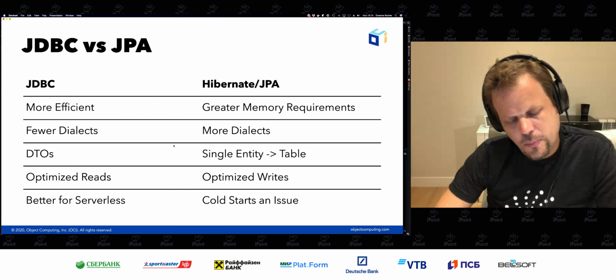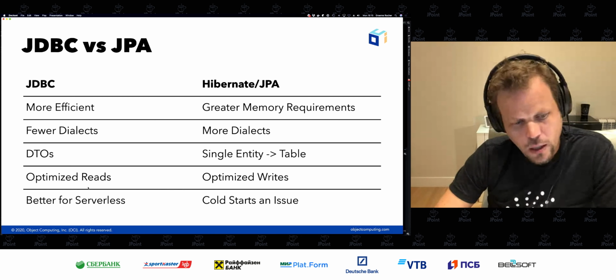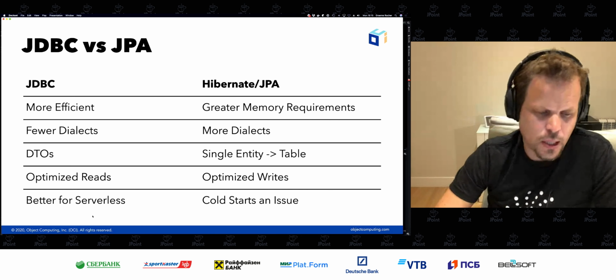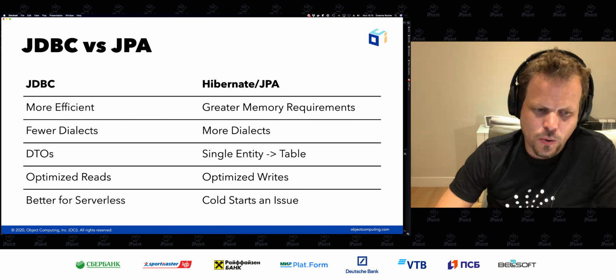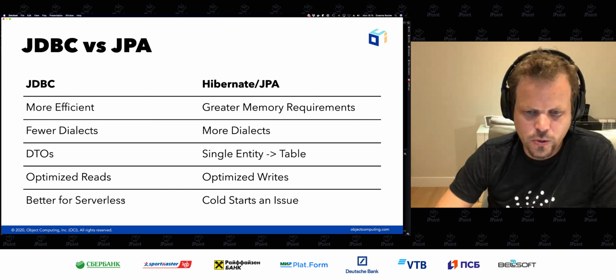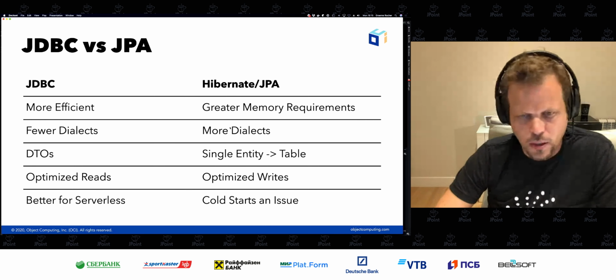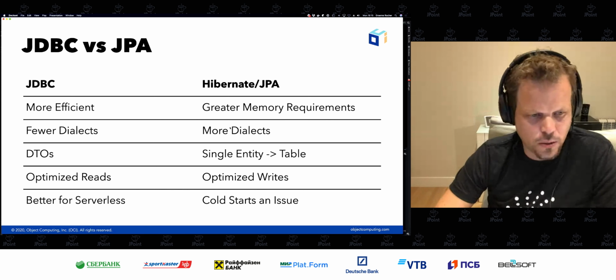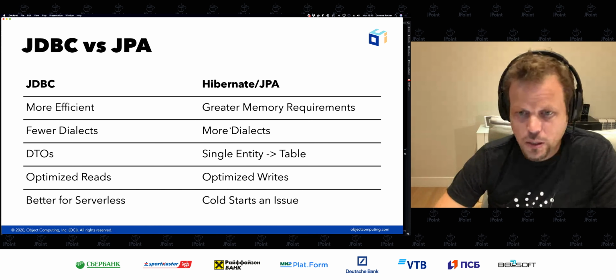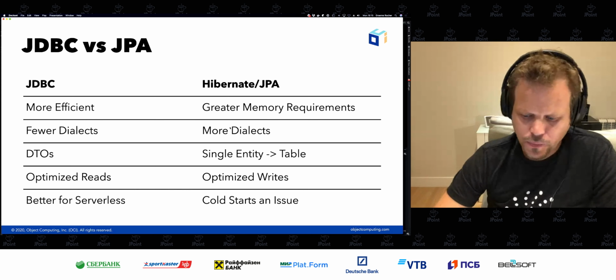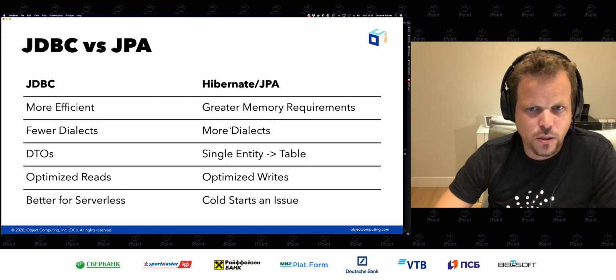JDBC is, again, it depends on your application architecture. Once again, are you doing serverless? So Micronaut Data JDBC is significantly faster to bootstrap, even with GraalVM native image, than Hibernate JPA, where cold starts are an issue. Hibernate takes a while to bootstrap, even with all the improvements that have been made recently. So those are the kind of things you need to think about when comparing the two.